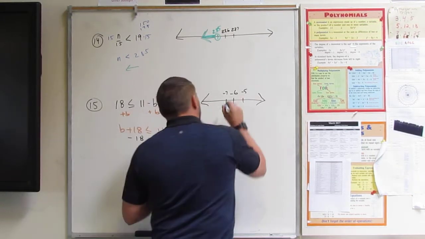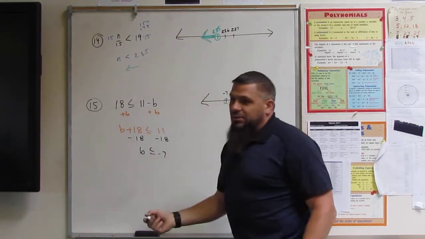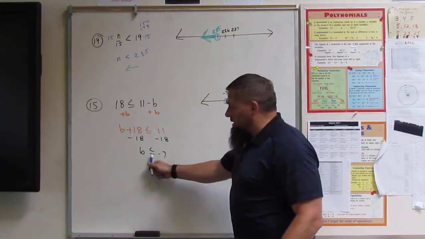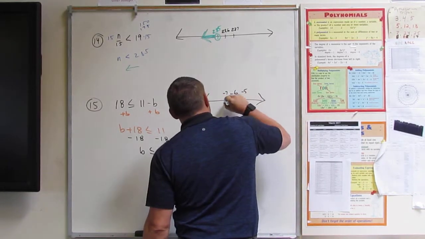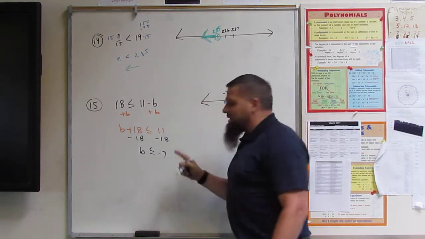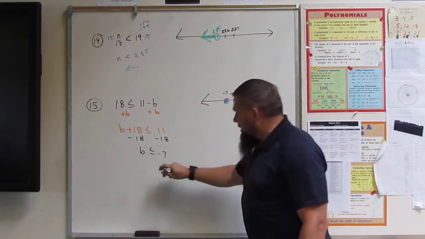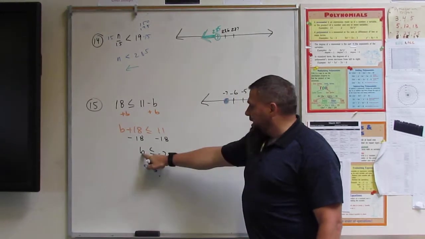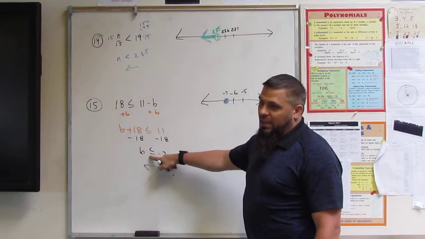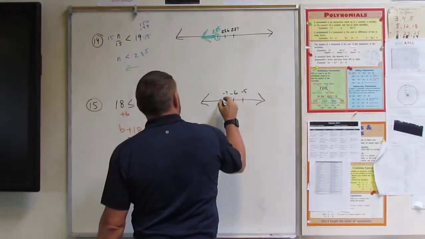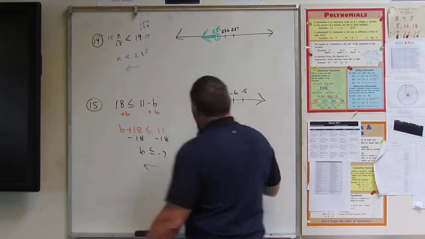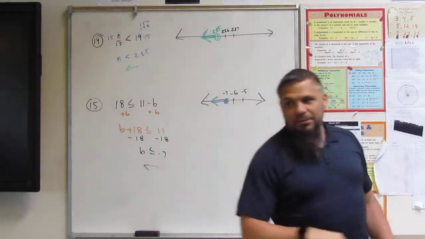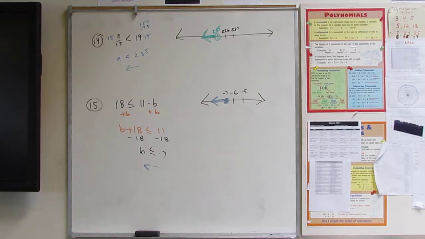Now, is this an open circle or a closed circle? Closed because of the line. This equal sign tells me it's closed. Now, what direction is it going? It's going left because b is less than. So it keeps going left. And that's it. Those are the two problems. Not too bad, right?